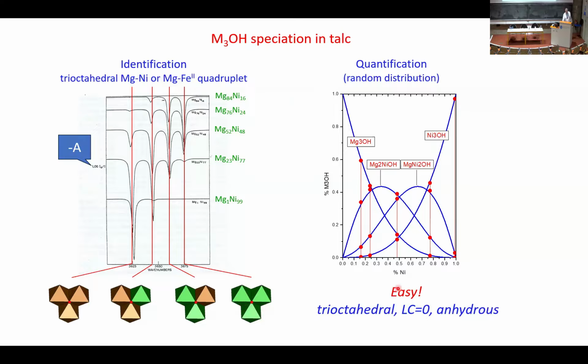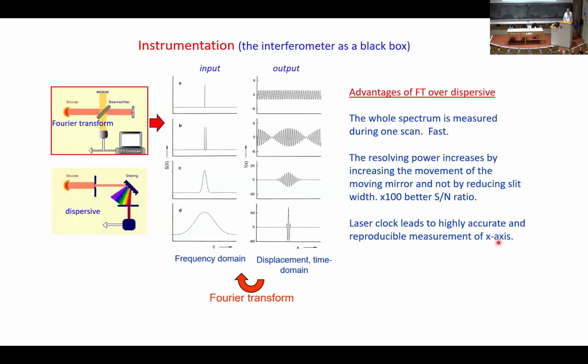And these are random statistics, the blue curves, and these are the positions of the 5 samples that you see over there, the relative intensity. So you see the agreement is excellent. So the infrared is giving you this extra information about the speciation of octahedral cations in talc. I would call this an application. Okay.